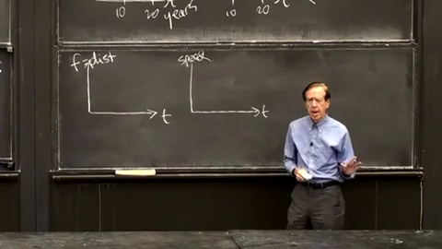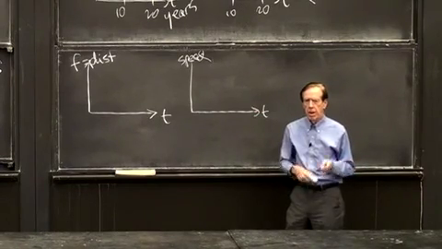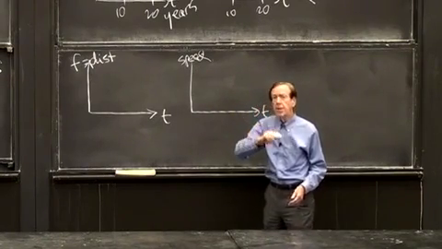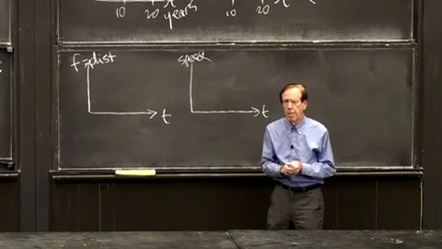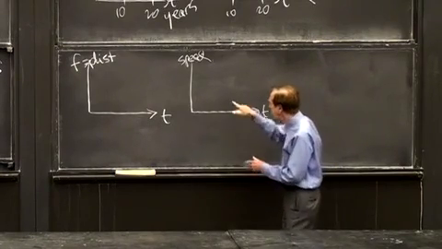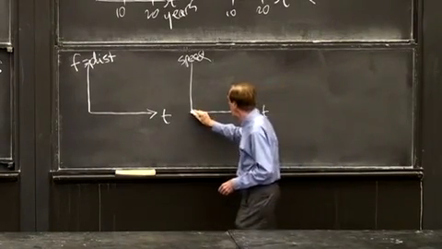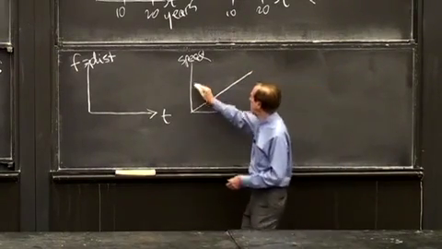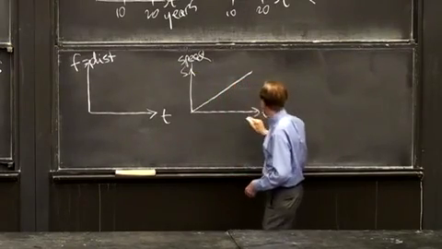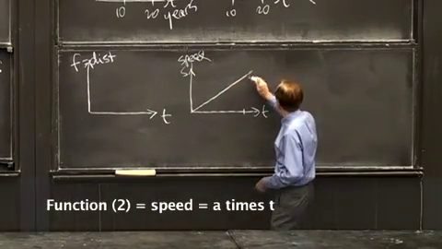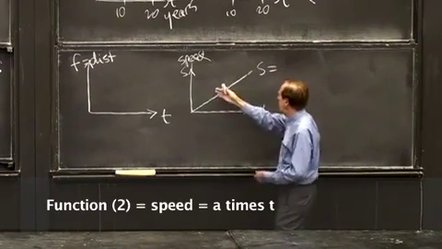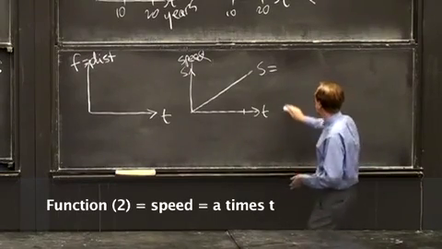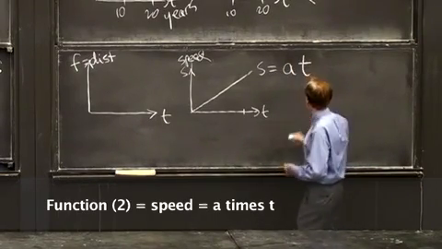And I'm going to take a case in which it's given by a formula. I'm going to let the speed be increasing steadily. So my speed graph this time is going to go up at a constant rate. This is the speed s. This is the time t. So s is proportional to t. That's where you get a straight line. S is, let's say, A times t.